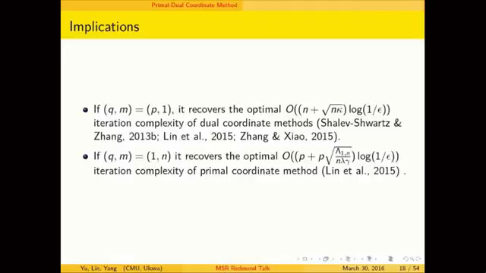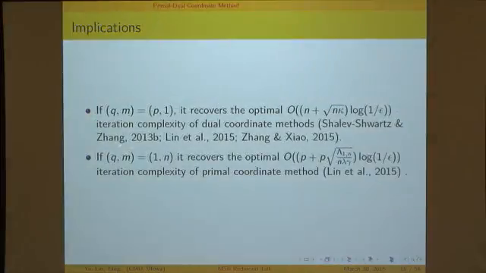Our result is interesting. If Q equals P and M equals 1, which means that we do not do the primal sampling, which means that we do the full primal update, then it will recover this optimal rate of SPDC and the accelerated SDCA.